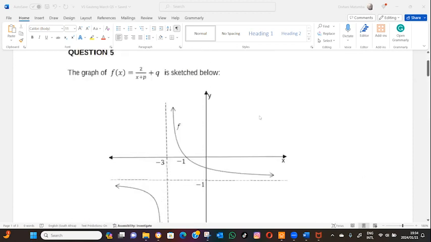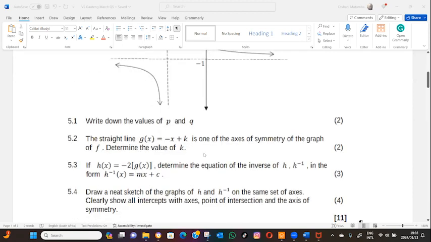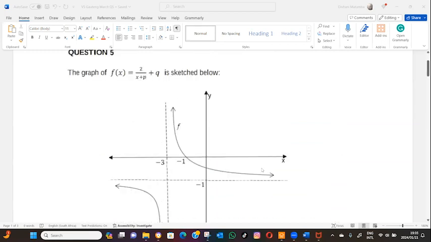As you can see, there's a graph. The graph f of x equals 2 over x plus p, plus q is sketched below, as we can all see. It said, write down the values of p and q.